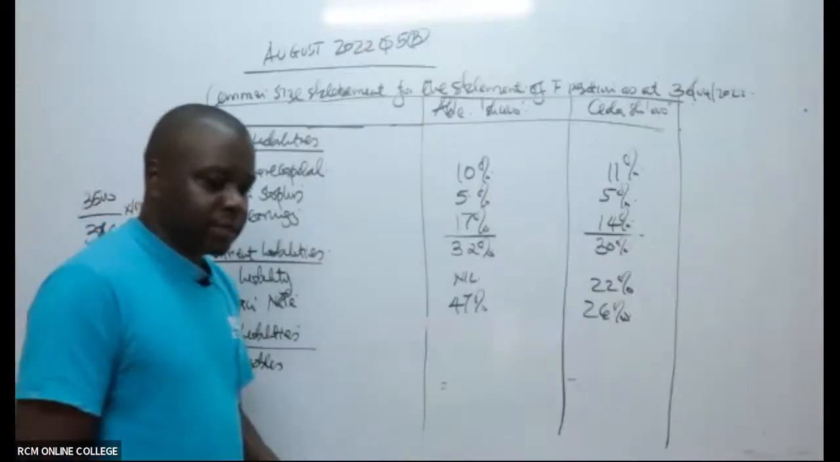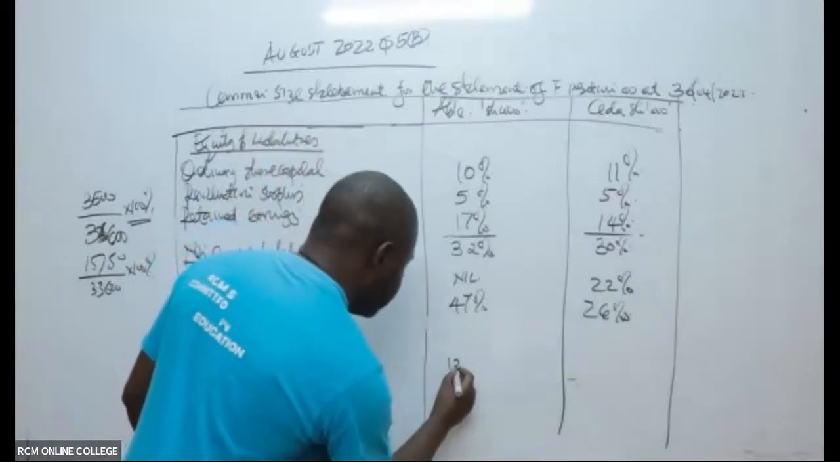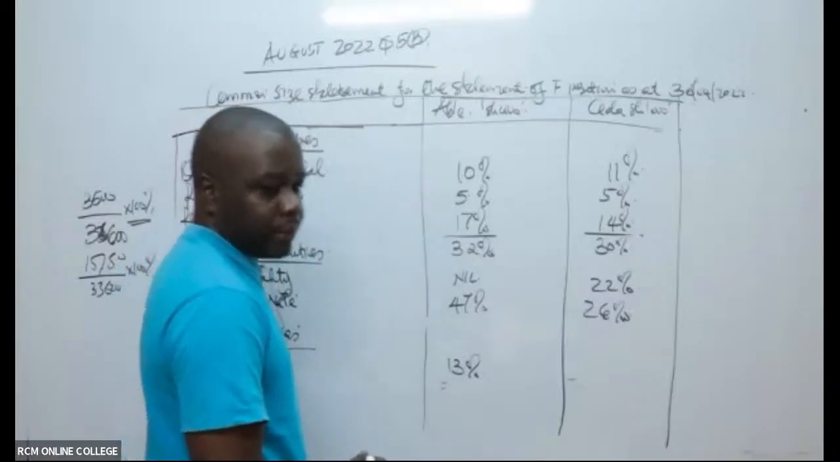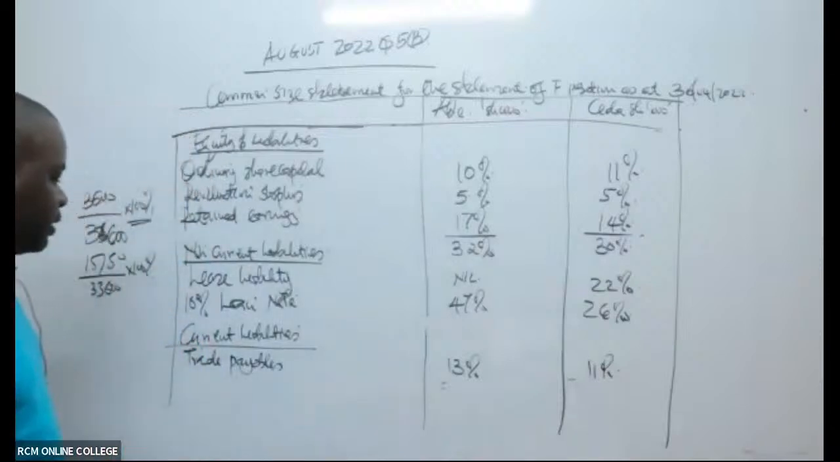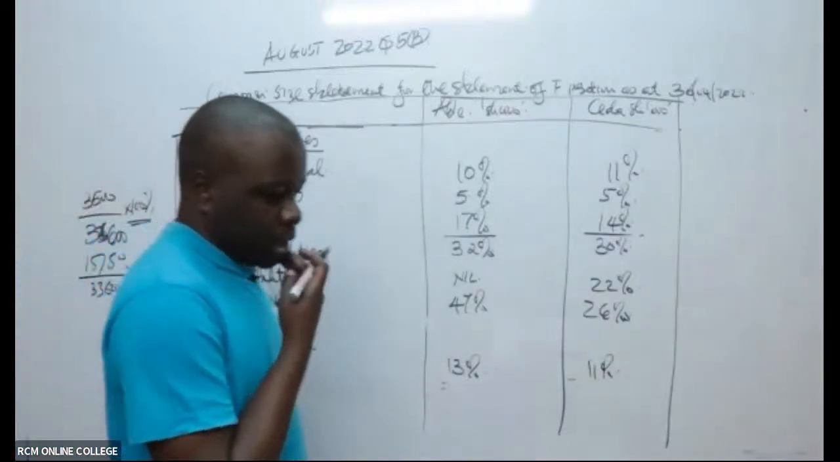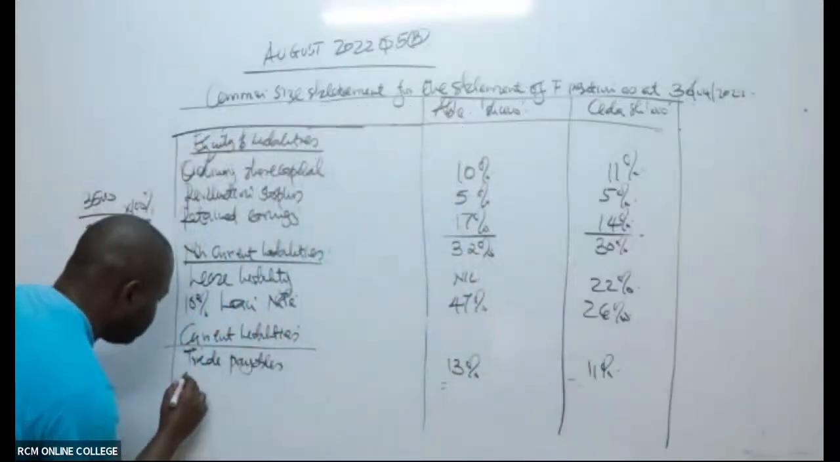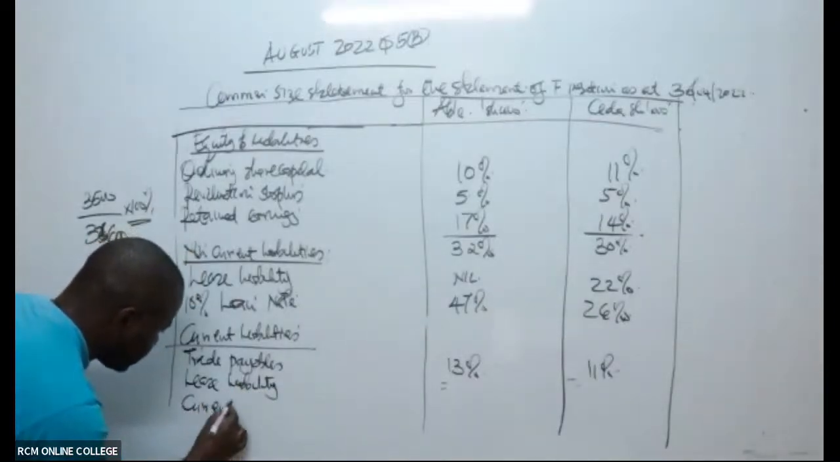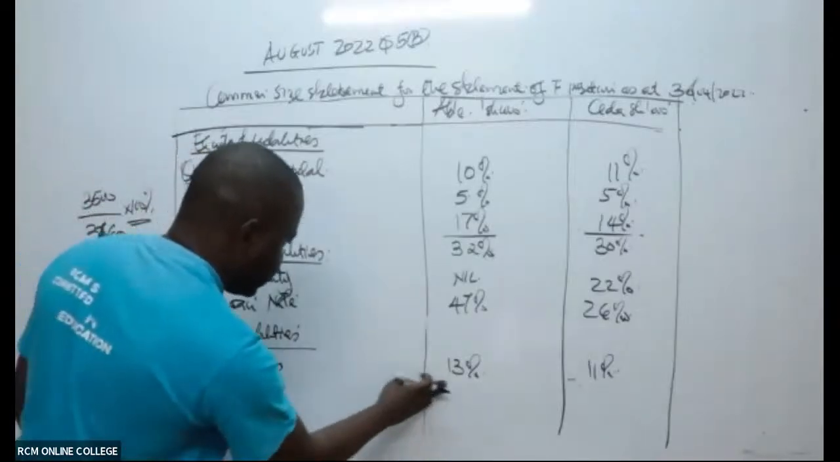So I can see 13%. And 11%. So after trade payables, we have lease liability and current tax. Lease liability. Then, of course, you have current tax. It is not deferred tax, but it's the tax in the current year.